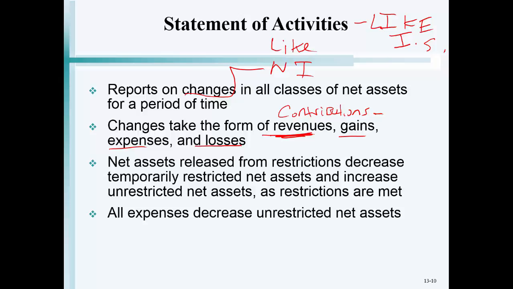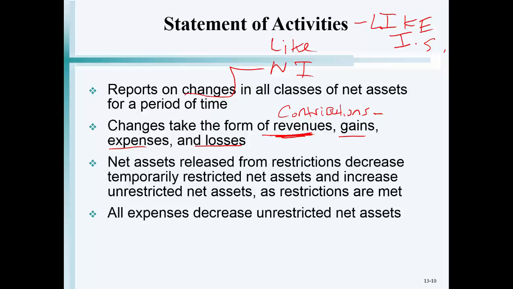So we call it change in net assets, and we will report the change in net assets in all three categories of net assets. We're going to give you a net income number for the unrestricted, a net income number for the temporary restricted, a net income number for the permanently restricted, and then of course we'll total those up and give you the total as well. But we are sitting here and putting it by category of net asset.